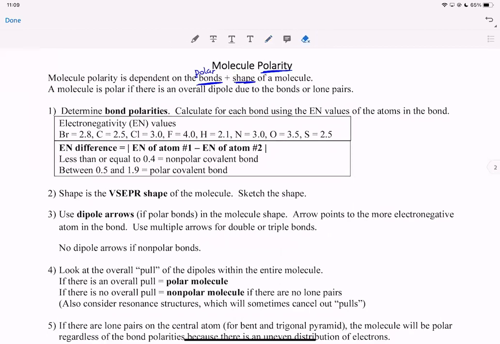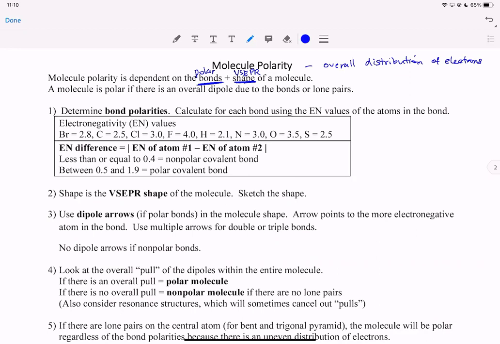Let me stick the word VSEPR in there. So that's the VSEPR shape. That's the three-dimensional molecule shape called the VSEPR shape. That is what you look at to determine what's called the molecule polarity. And the molecule polarity is the overall distribution of electrons. So the overall distribution of electrons is different from just the electrons in one bond.